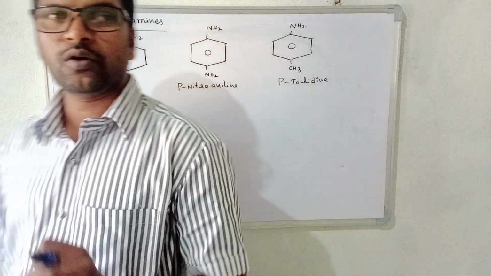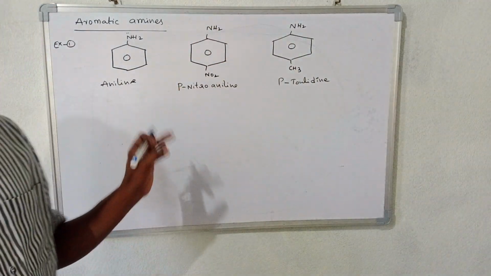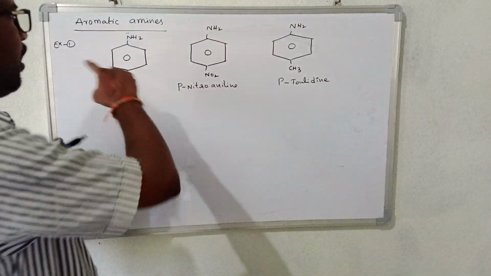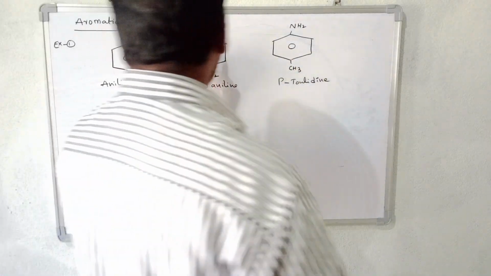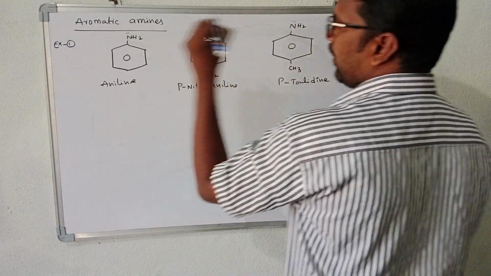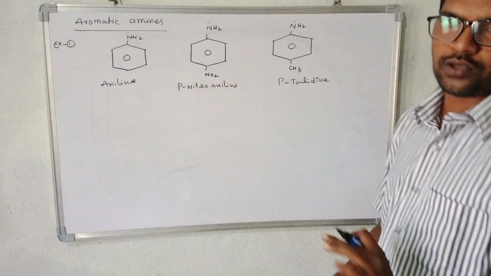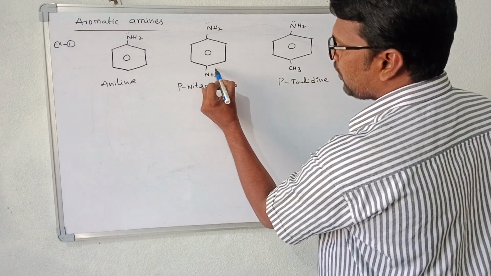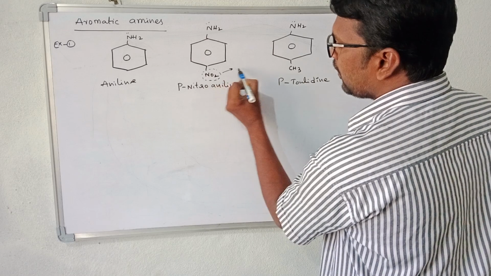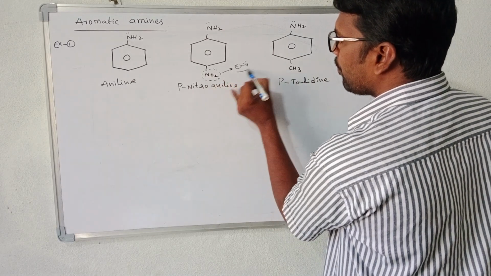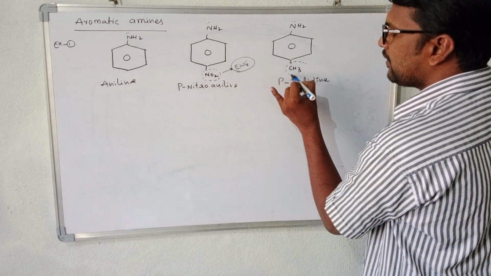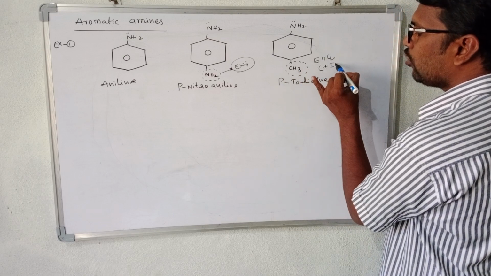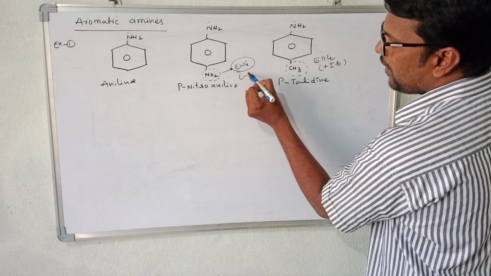Here you see what groups are present: aniline, para-nitroaniline, para-toluidine. In these three, which is more basic? Now we want to study. All these are aromatic amines, and in all of them the NH2 group is common. Now we see the NO2 group here and the CH3 group here. Based on this, we can explain. The NO2 group is an electron withdrawing group, and CH3 is an electron donating group.